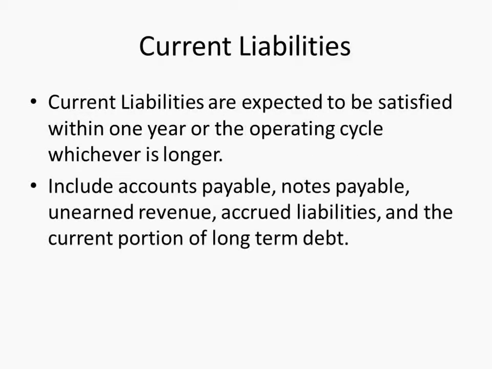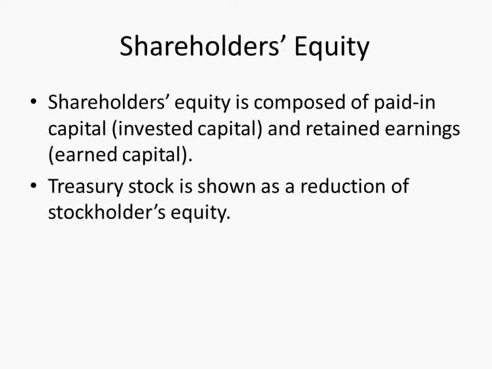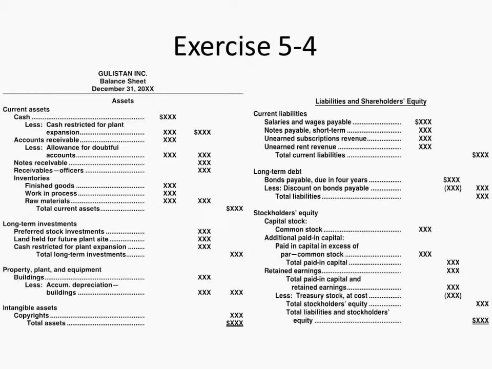You have current liabilities. Does anyone feel like I need to talk about what these things are? Current, the same idea, 1 year or operating cycle, whichever is longer. So you classify things as current, long-term, or beyond a year. You have the equity section, you have your paid-in capital, your retained earnings, and you have treasury stock, which would be in your equity section of your balance sheet.